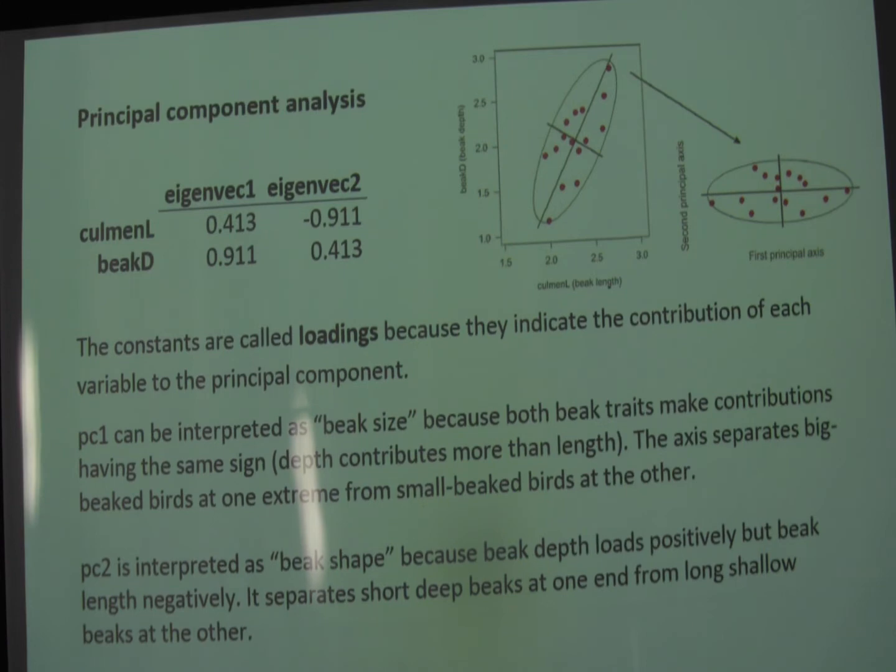So these eigenvector numbers, the columns of numbers, they're called loadings, because they basically indicate the contribution of each of the variables to each of the principal components. So as you see, there's a whole jargon associated with principal component analysis. But it's really quite easy, because nothing actually happened. All we did was turn things around so that we could look at them from a different perspective. And then say things like, most of the variation in the Galapagos finches is in beak size.